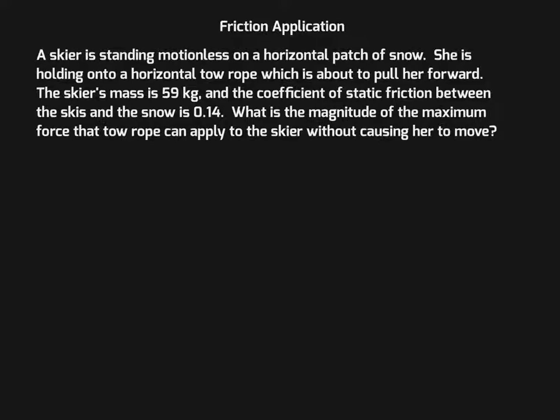Now, again, good practice here. We're always going to draw our free body diagram. Okay, so I'm going to draw my free body diagram here. We have the force of gravity acting on that skier. We have the subsequent normal force. We have some force of tension from that rope. And then we're going to have some sort of static friction there, okay?